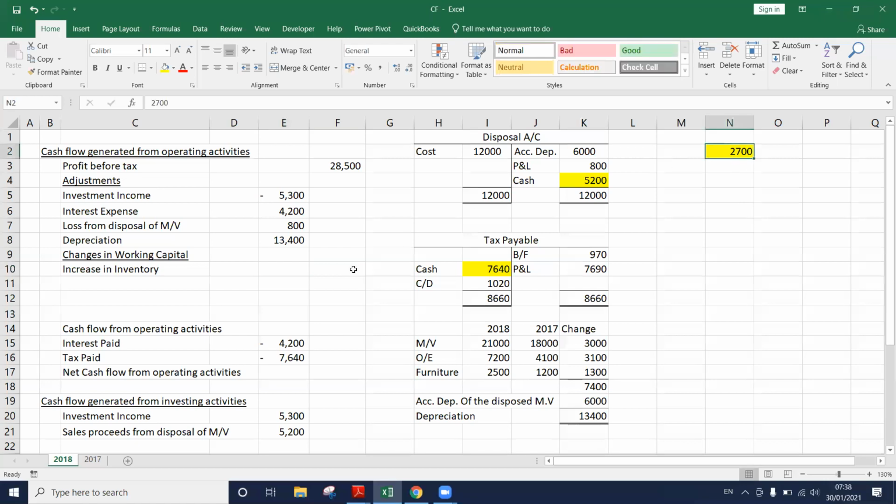Should I consider this 2700 as a cash inflow or as a cash outflow? As a cash outflow. So we need to deduct 2700, the increase in inventory. Why does inventory increase? When we purchase inventory, cash goes out from us. It is a cash outflow, so we need to deduct 2700 here.